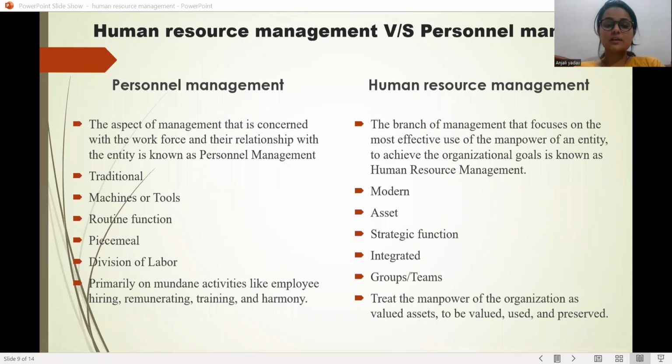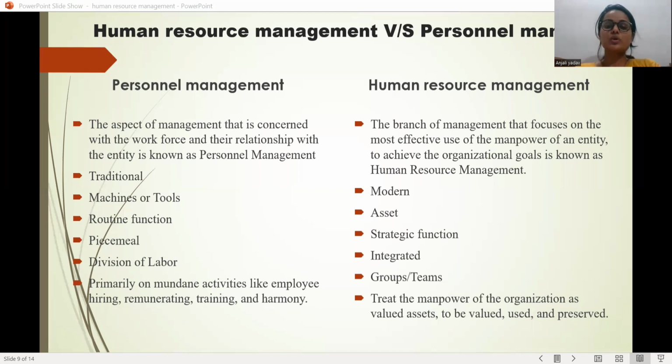The initiatives taken in personal management are considered piecemeal or divided initiatives, as the initiatives are taken by the individual. While the initiatives taken in human resource management are integrated, as the entire initiative is taken by the groups. If we talk about the focus, personal management primarily focuses on activities like employee hiring, compensation planning, training, and establishing a cordial relationship of the employees with the organization.